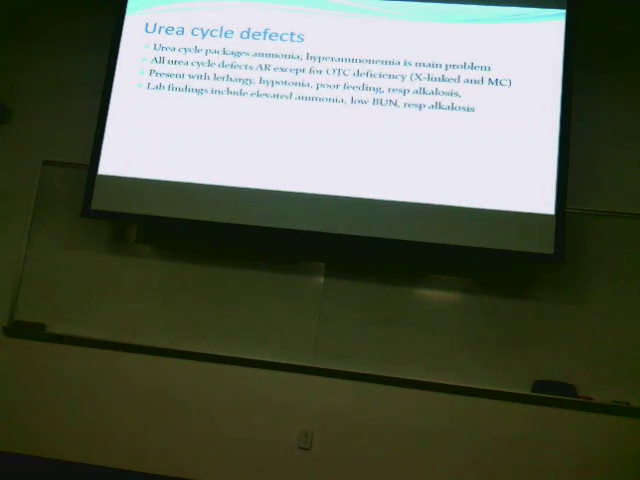Urea cycle defects. The urea cycle basically packages the ammonia and ships it in a nice friendly package that's safe to send through the blood to the kidneys for excretion. So hyperammonemia is the main problem with these defects. Your urea cycle defects are all going to be autosomal recessive, except for OTC deficiency. OTC deficiency is your most common and X-linked.